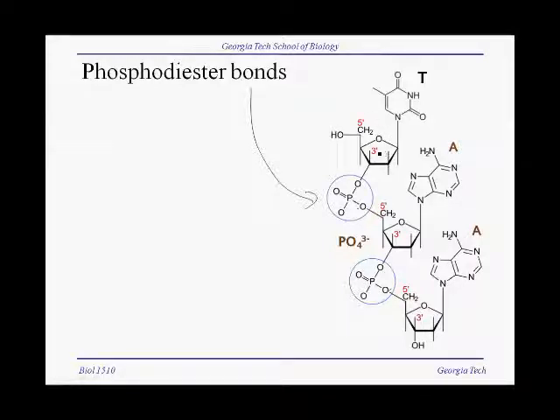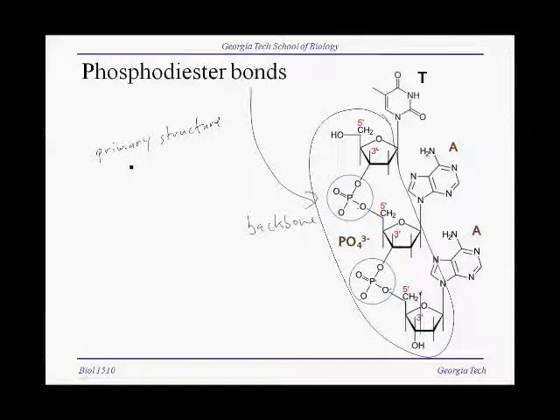And so we have sugar, phosphate, and this part of the molecule is what we call the sugar-phosphate backbone of either DNA or RNA. And then the sequence of bases is what we call the primary structure, a linear sequence of bases. For example, A, T, G, C, C, and so forth.